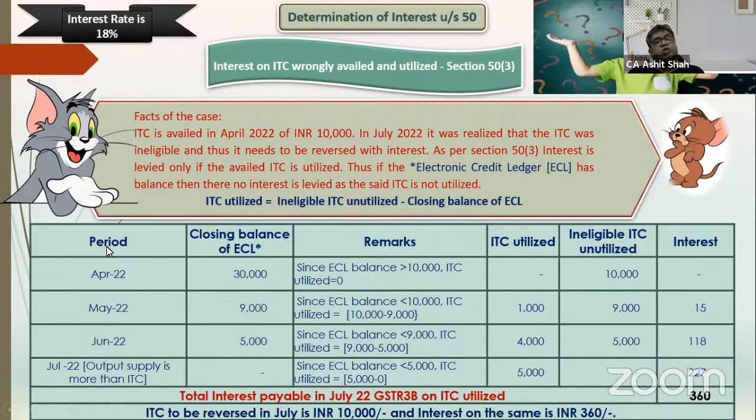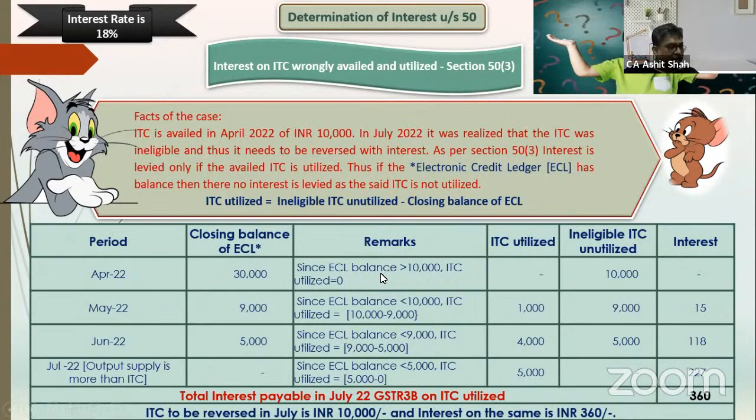Now we have seen that in the month of April 2022, you have wrongly availed the input tax credit of 10,000 rupees. Now in the month of April 22, there was a balance available in the electronic credit ledger of 30,000 rupees. So we have to see whether this person has utilized the ITC or not. Since there is a balance in the electronic credit ledger, we can very safely presume that 10,000 rupees ITC has not been utilized. So for the month of April, for 10,000 rupees, there is no interest liability. Right? Now let us come to the month of May.